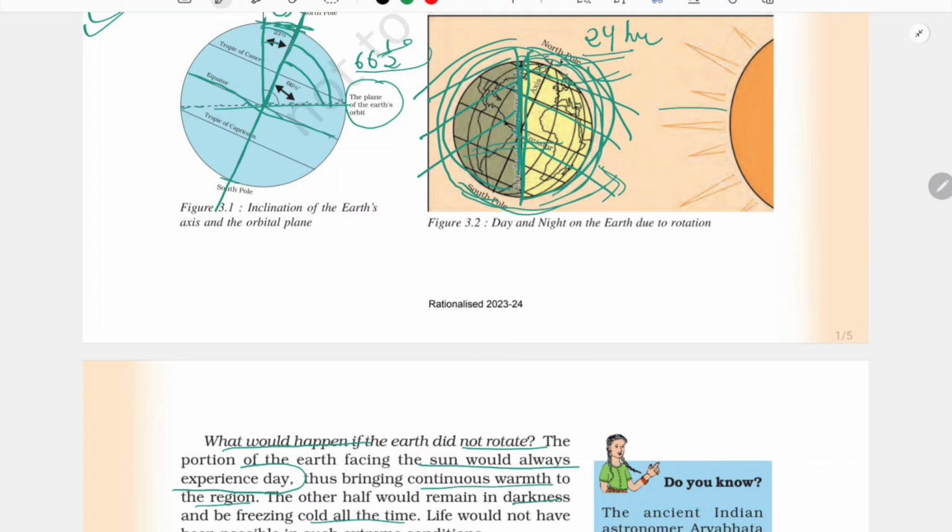Life would not have been possible in such extreme conditions. So it will be extreme, isn't it, in both these cases? So life would not happen, but due to the phenomenon of rotation, life is possible, and equally we are getting sunlight, isn't it, on all portions of the earth.